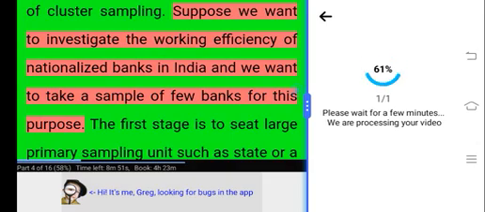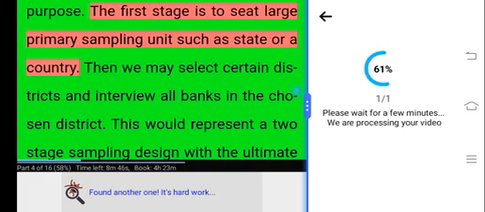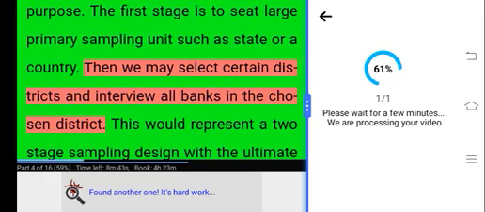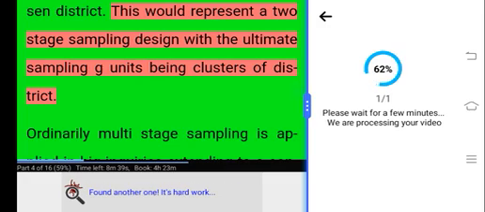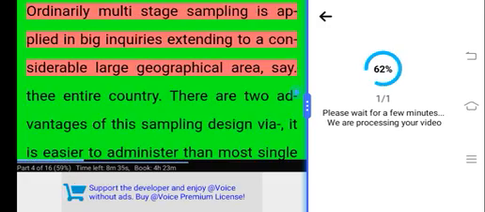Multi-stage sampling. It is a further development of the principle of cluster sampling. Suppose we want to investigate the working efficiency of nationalized banks in India and we want to take a sample of a few banks for this purpose. The first stage is to seek large primary sampling units such as a state or a country. Then we may select certain districts and interview all banks in the chosen district. This would represent a two-stage sampling design with the ultimate sampling units being clusters of districts.